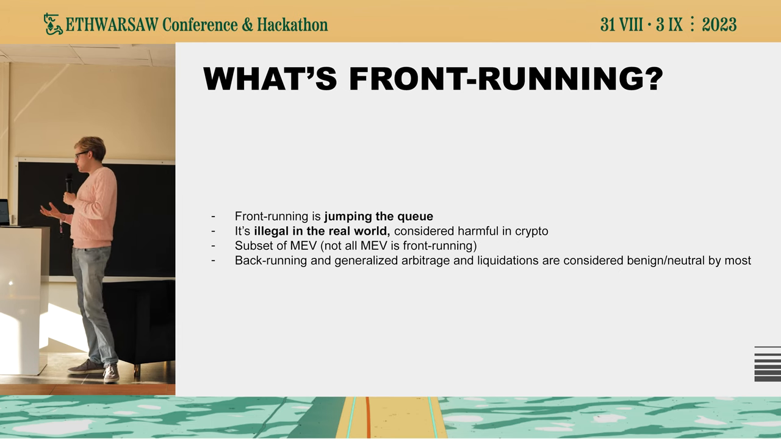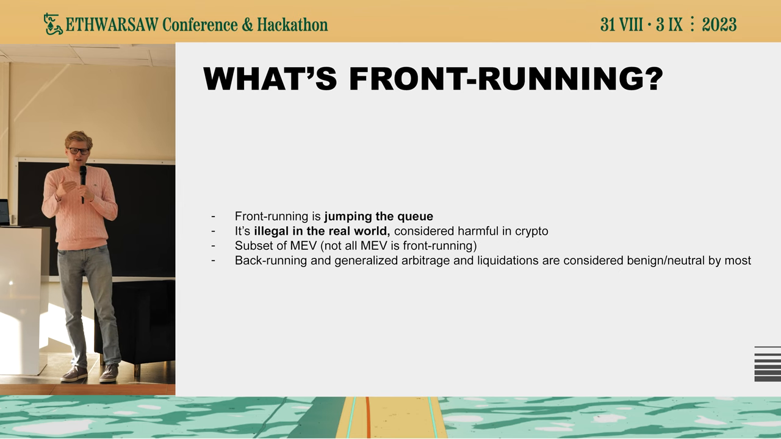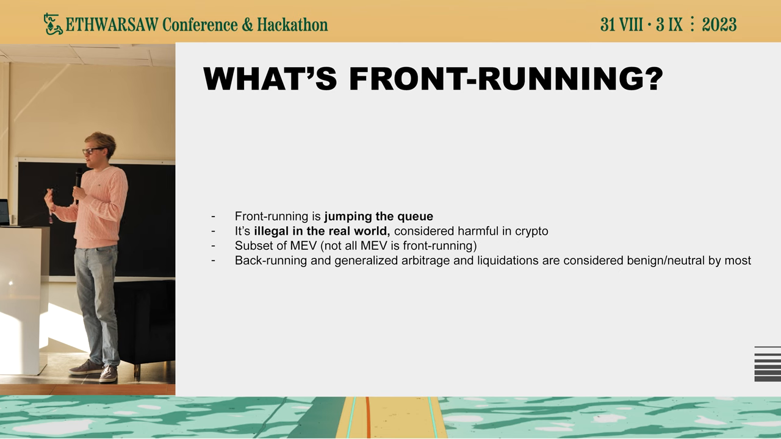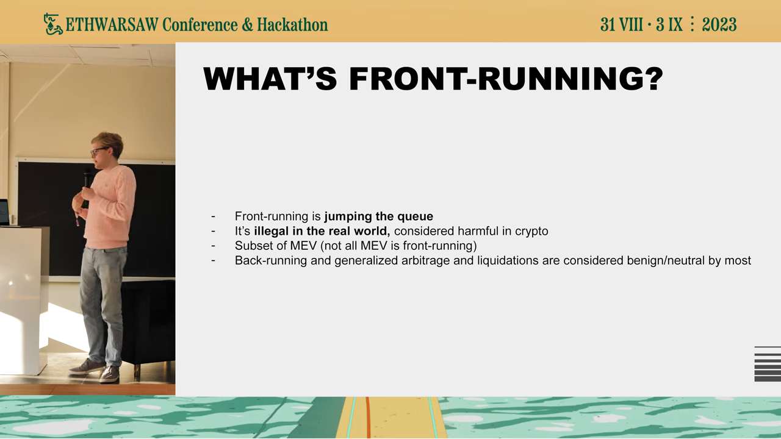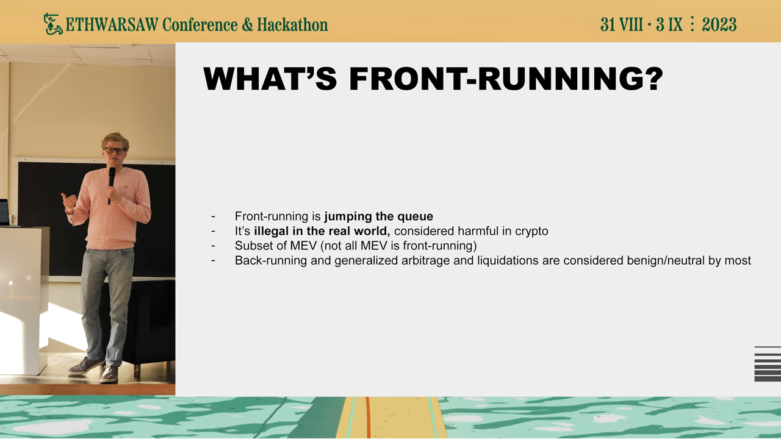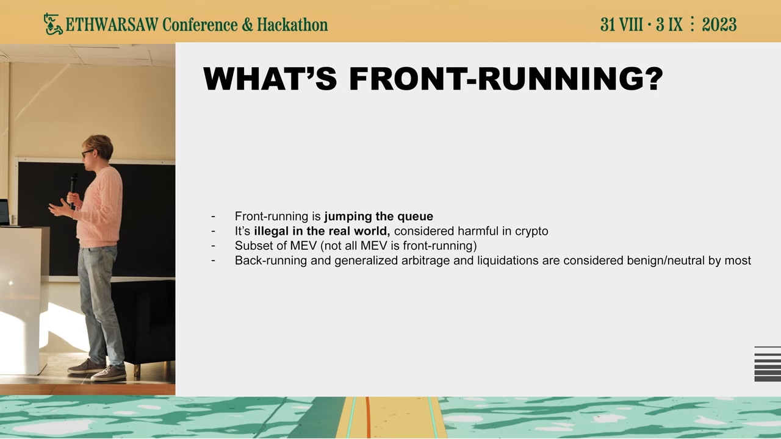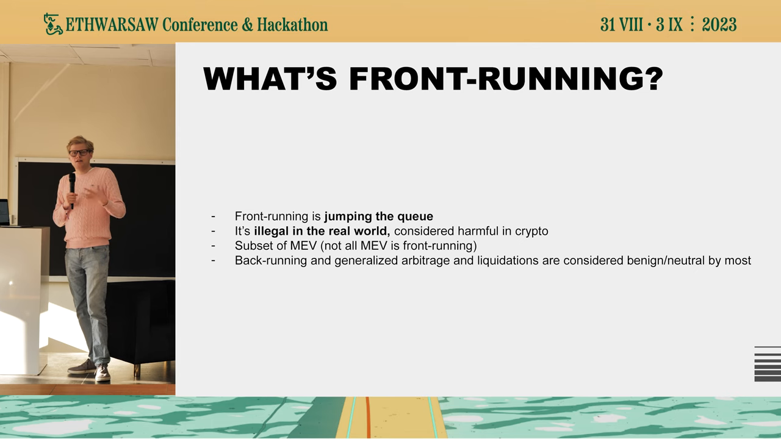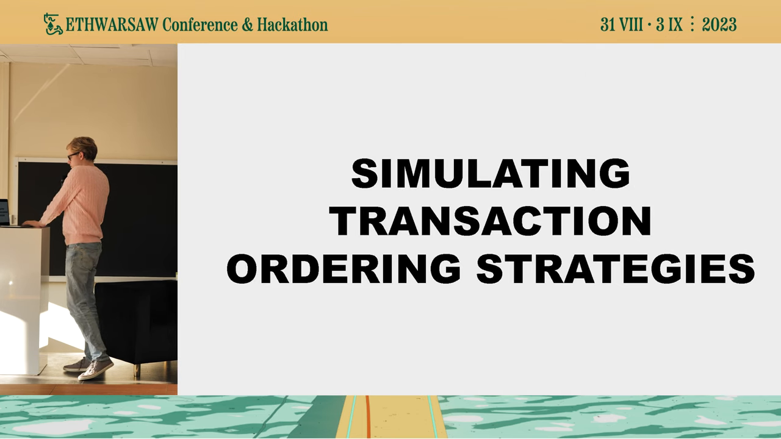That was just the motivation, but maybe taking one step back, for people who are not familiar: what is front running and what is MEV? Front running is very simple, you're jumping the queue essentially. You have some information advantage, you jump in front of another person's trade and you steal that trade, harming that person because they get a worse price. MEV is the umbrella term, maximal extractable value, and front running is just one part of this. There is also non-front-running related MEV, like backrunning, arbitrage, and liquidations, and those are generally considered benign or neutral. So we don't even want to get rid of these. One thing to note is that front running is illegal in the real world, and in crypto it's considered harmful and detrimental to user experience.